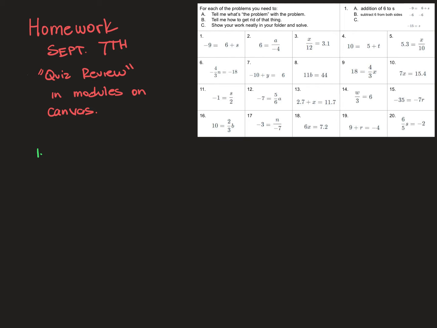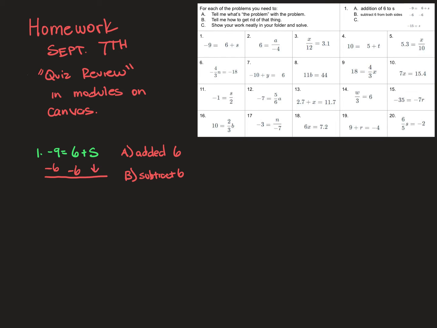Let's see, -9 equals 6 plus s. The problem is that we want s by itself, and they've added 6 to it. So what do we need to do to get rid of the added 6? We need to subtract 6. So I can subtract 6 from this side and subtract 6 from this side.